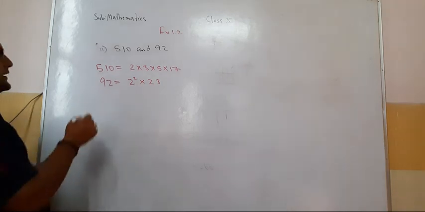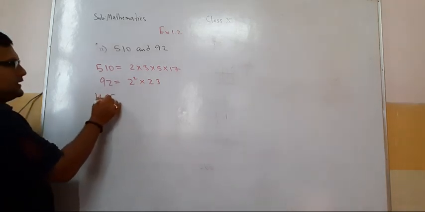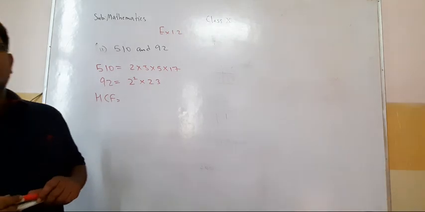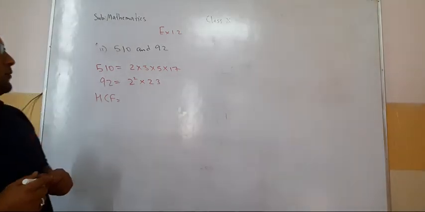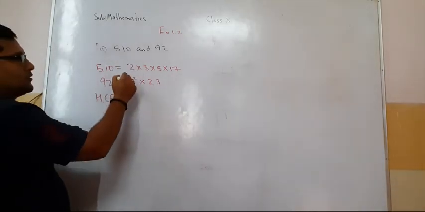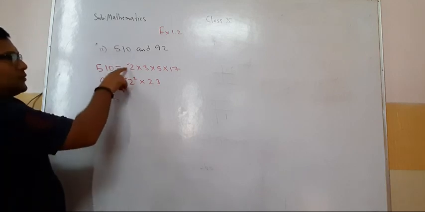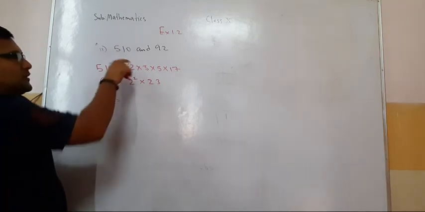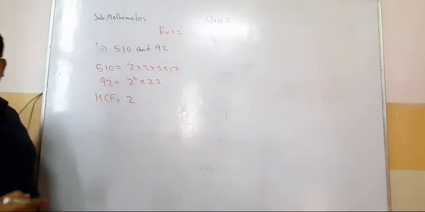Now we have to find the HCF. For the HCF, we take the common number having the smallest power. The common number here is 2, and the smallest power of 2 is 1. So the HCF is 2.